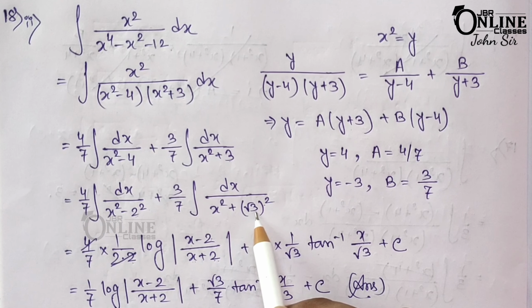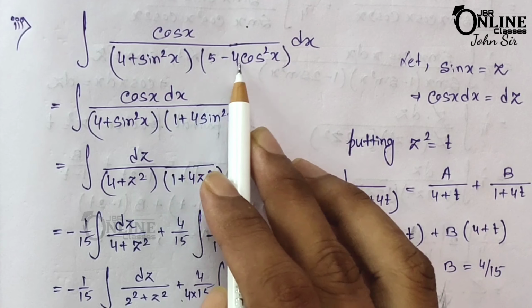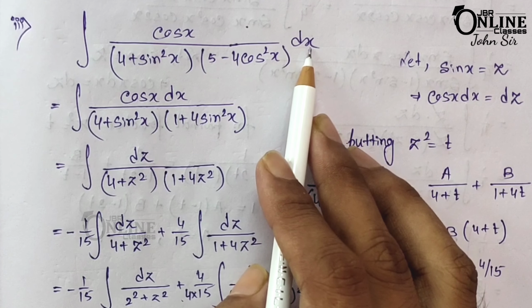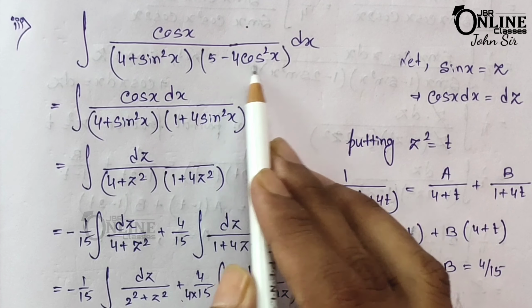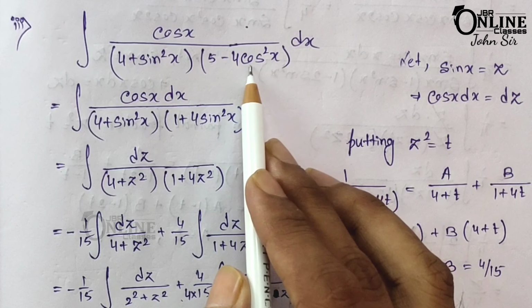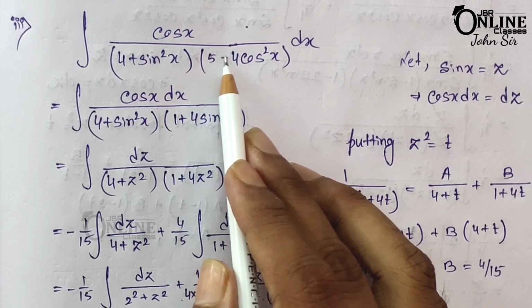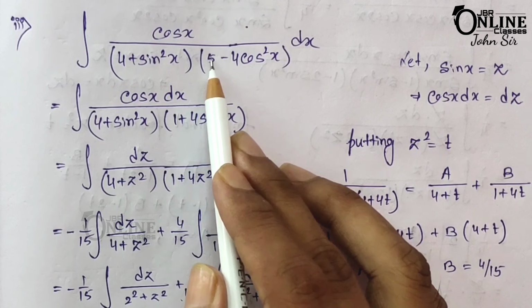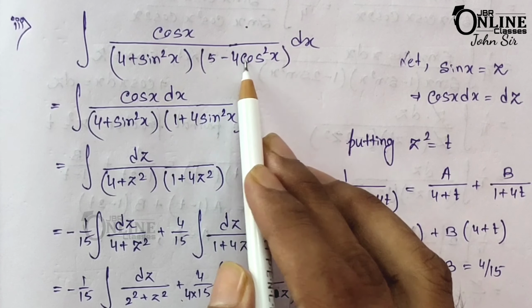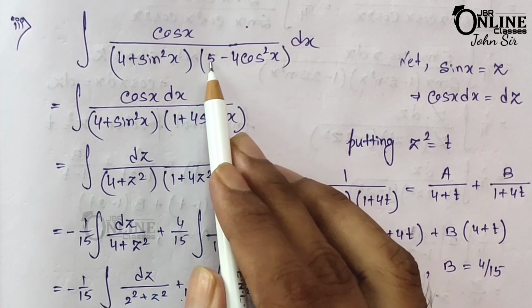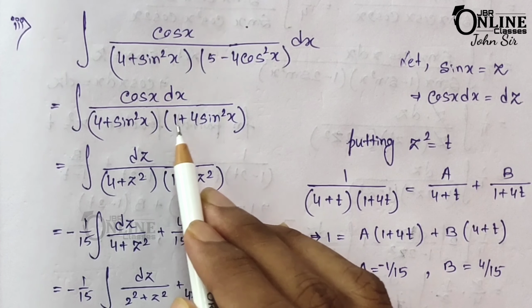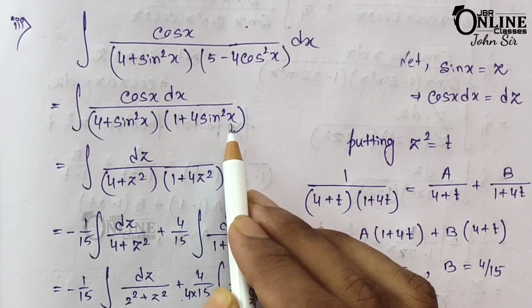Now the third one, 19.3. Integration cos x by 4 plus sin square x, 5 minus 4 cos square x dx. So here you know cos square x means 1 minus sin square x. So here it will be 4 minus 4, that means here plus as here minus. So 5 minus 4 plus 4 sin square x. 5 minus 4 means 1. So 1 plus 4 sin square x.